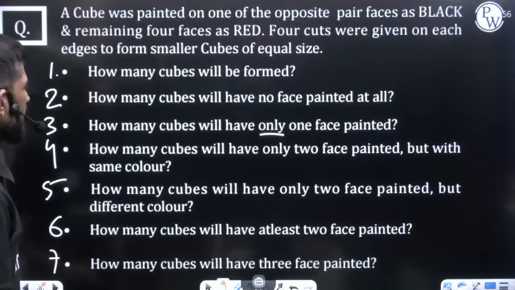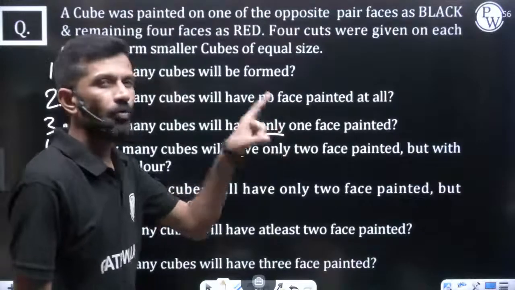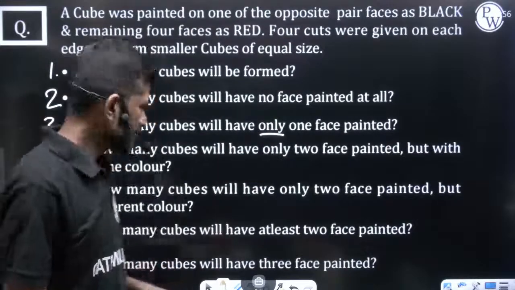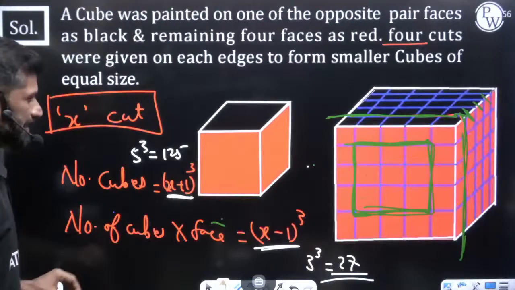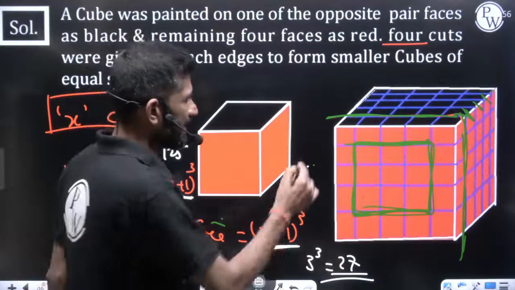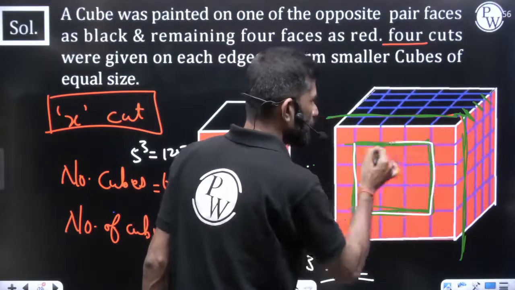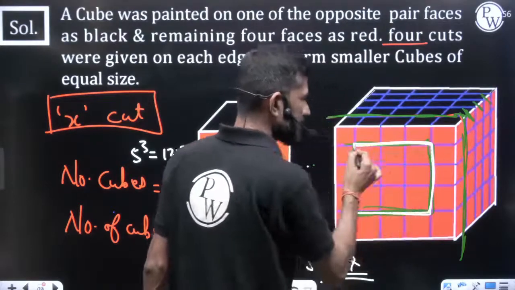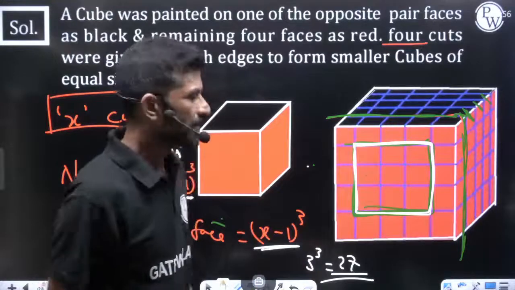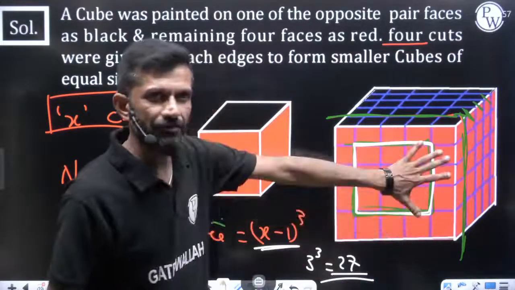Let's see the third question. What did they ask? How many cubes will have only one face painted? Just now, when we were seeing no face painted at all, in the explanation I said that in this front layer, these cubes will have only one face painted, because the remaining portion is inside. So these 9 cubes have one face painted.